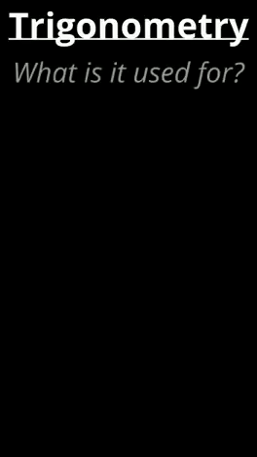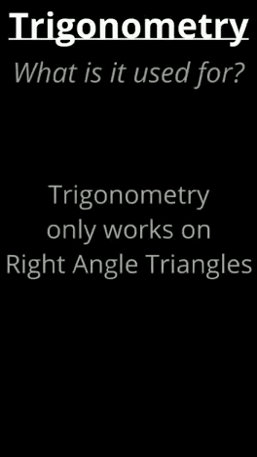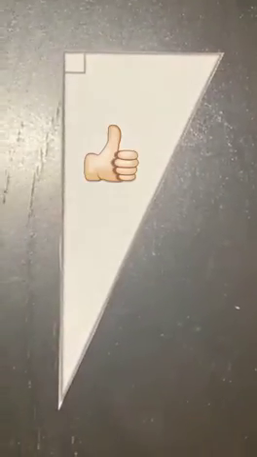The next thing that you will need to be able to do is answer what is it used for. And this is where things become a little bit clearer, hopefully. Trigonometry only works on right angle triangles. Just like Pythagoras' theorem, trigonometry will not work if you have a scalene, isosceles, or equilateral triangle. It will only ever work on right angle triangles.